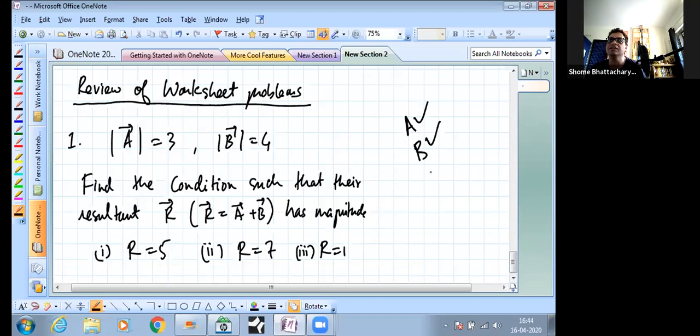I am given the resultant, but what I have to find out is the condition on A and B, which means what they are asking is the angle, because the magnitude of the vectors is given. So what I mean by condition is what is the other information which is not given to me in the question yet, and that is nothing but the angle between the two vectors. So you have to find the angle between the two vectors so that the resultant becomes 5, or 7, or 1.